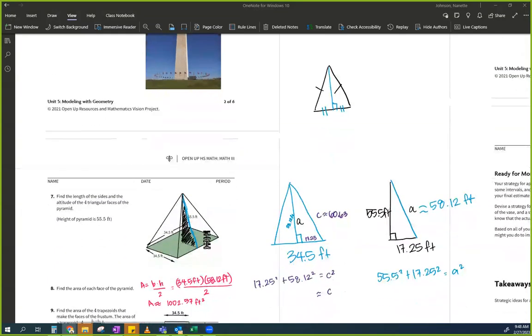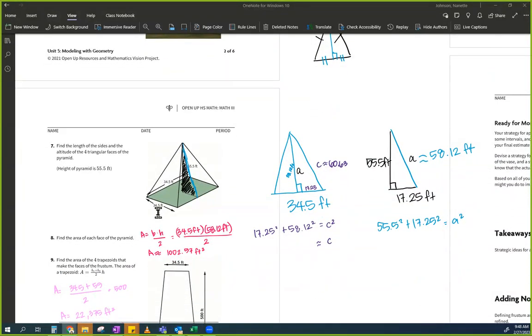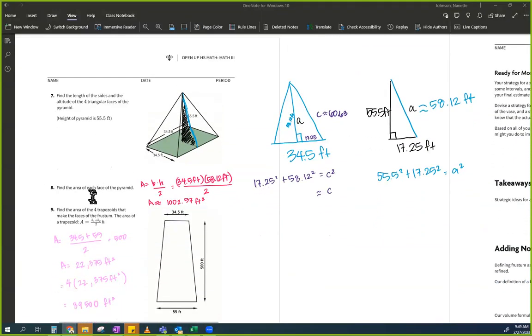So they walk you through how to find the surface area of the whole thing by first chopping off the pyramid, and then they made you find the lengths of the sides and the altitude. We found the altitude by using this right triangle in the cross section there. This is a drawing of one of the faces of the pyramid. Then they wanted you to find the area of each face of the pyramid, which is just a triangle. So it's base times height divided by 2.